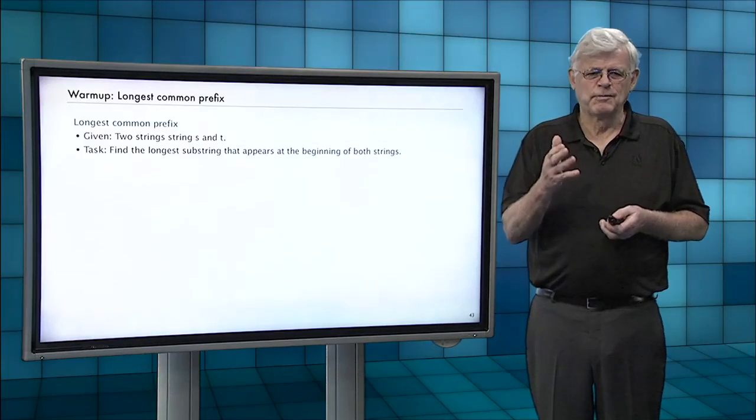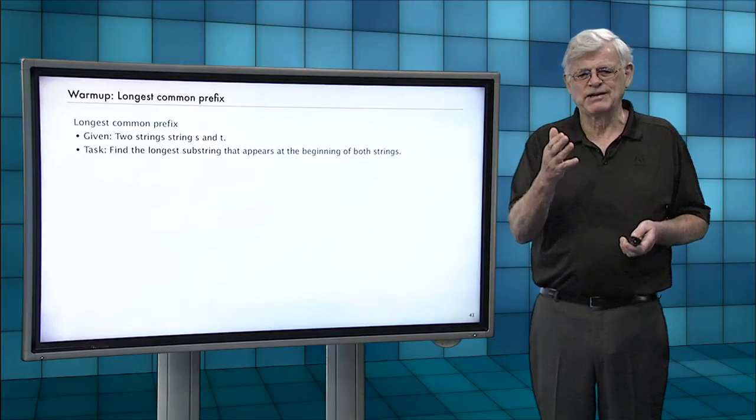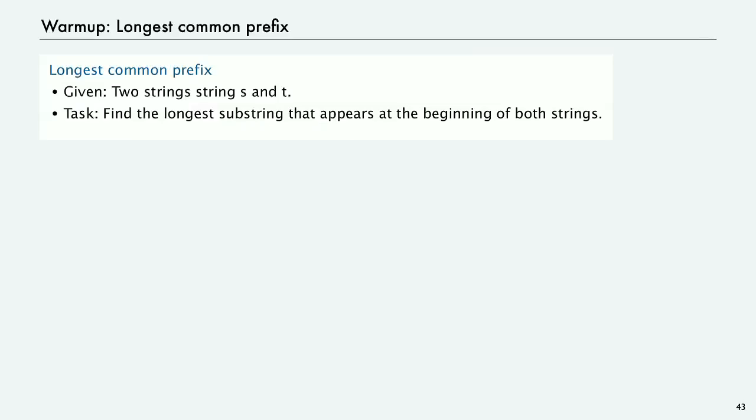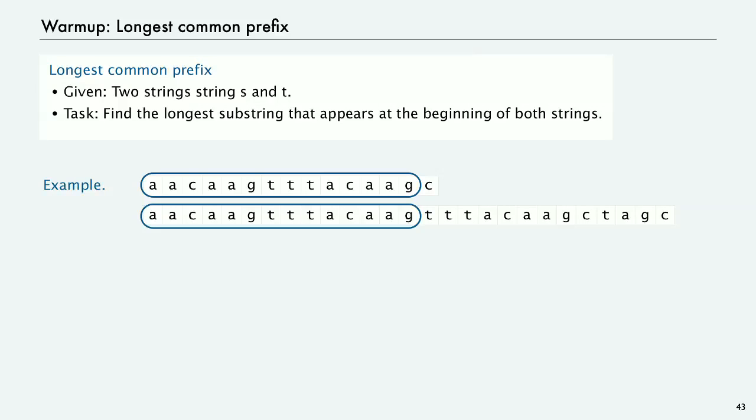So here's a simple warm-up called the longest common prefix problem. We have two strings, and we want to find the longest substring that appears at the beginning of both of those strings. We'll call that LCP. And this one's really easy. You just compare character by character until you find a thing that's not equal.